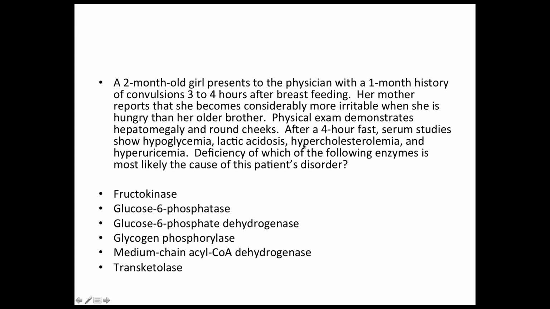All right. So let us go through this question together. Who would like to be brave and start? I can start. Let's do it. A 2-month-old girl presents to the physician with a month history of convulsions 3 to 4 hours after breastfeeding. So we know that it's a very young girl, and we're going to focus also on the timeline they give us. That's 3 to 4 hours, and that's probably the same time that your glucose levels begin to fall after you finish. And you did say earlier that babies don't have much glycogen, so I'm going to think that they're probably just starving at that point without any good source of glucose.